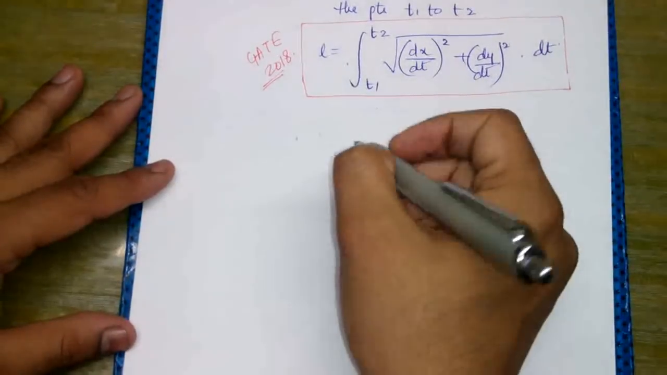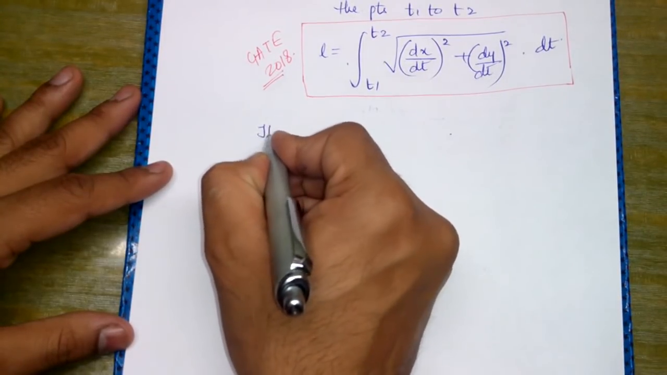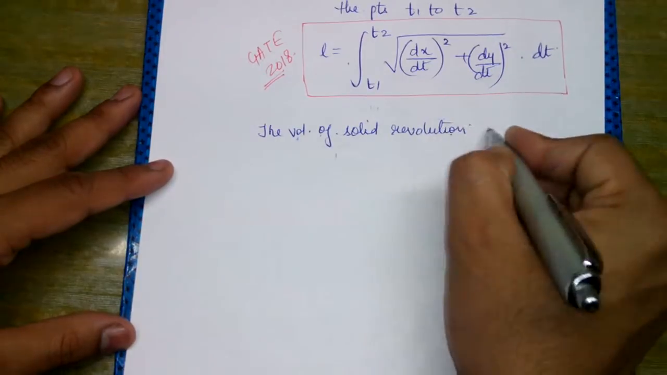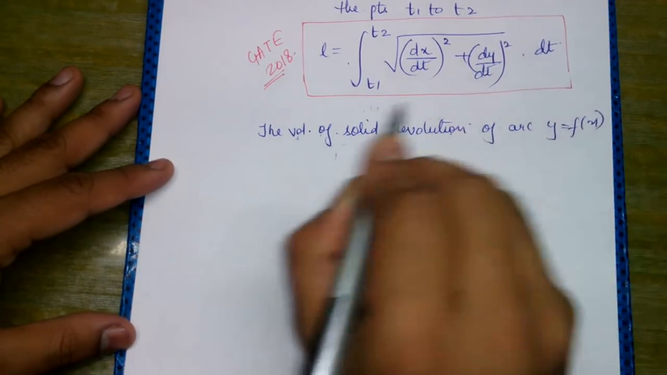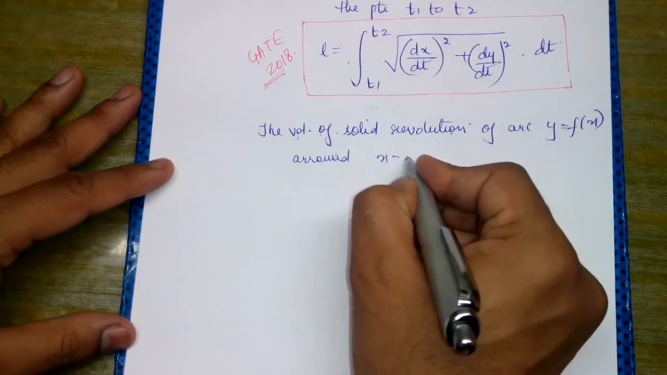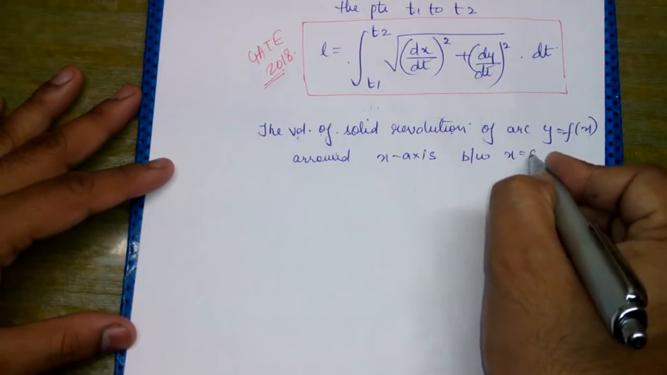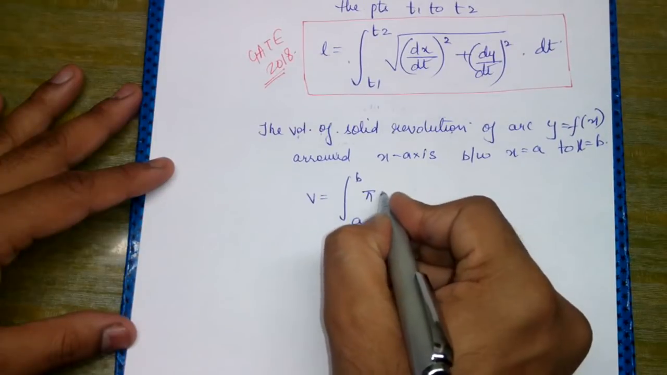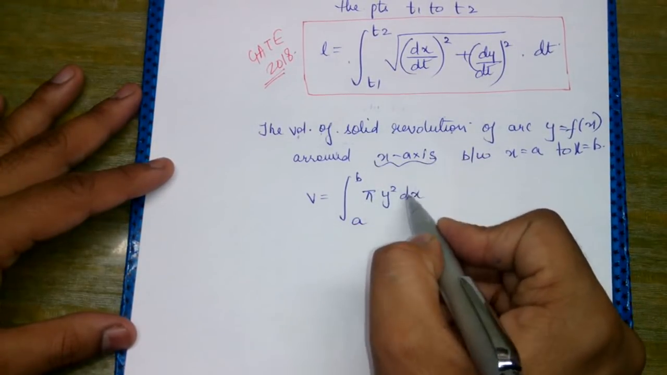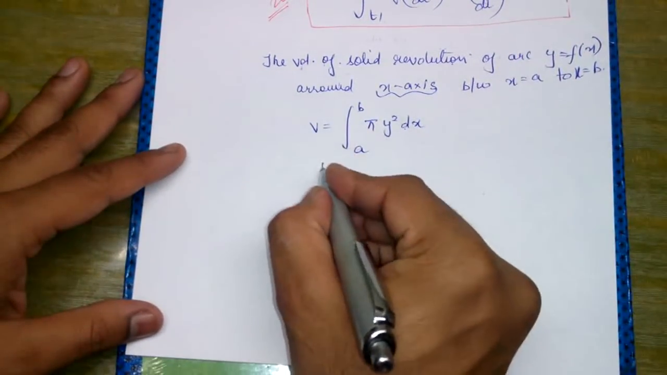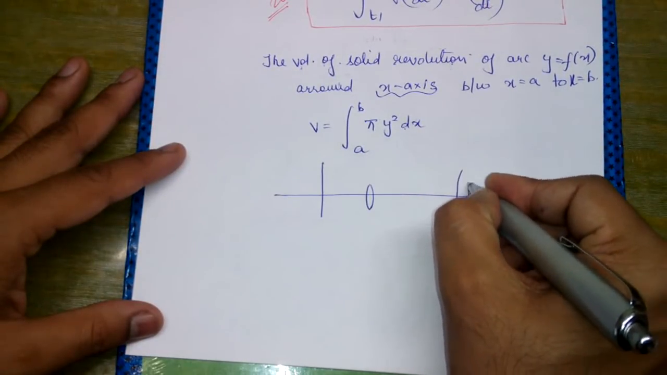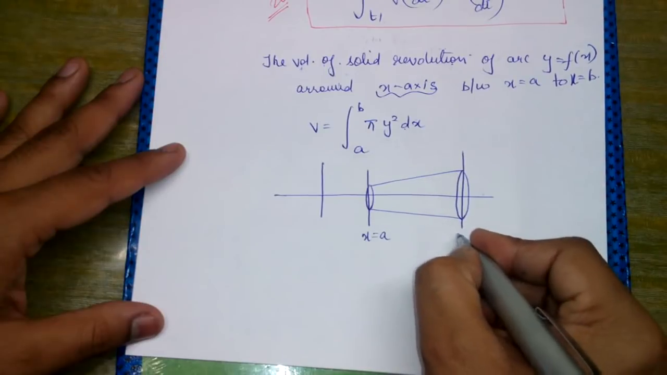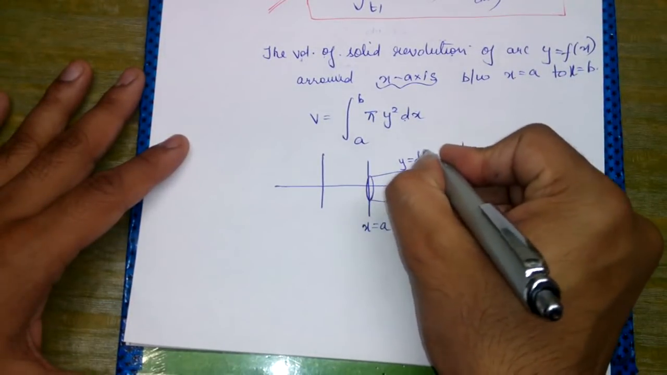Okay, now we have some more important formulas regarding volume. The volume of the solid of revolution of the arc y equals f of x around the x axis, between the points x equals a to x equals b, is given by V equals the integral from a to b of pi y square dx. So whichever axis it is about, that differential will come, and the rest will be y square. Okay, so if I draw the diagram, this is nothing but the volume of this figure between the points x equals a to x equals b, and y is a function of x.